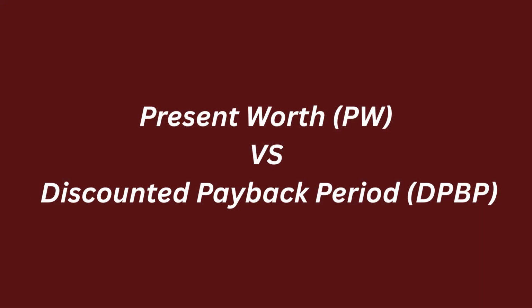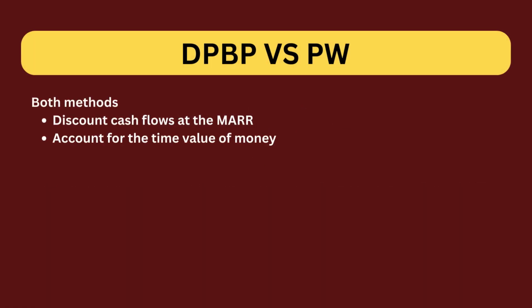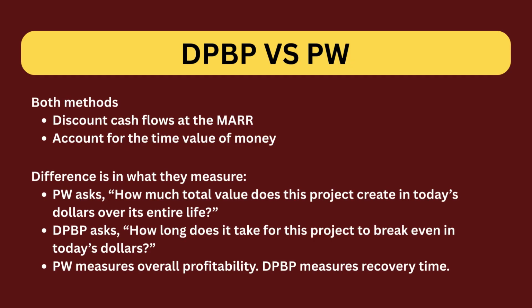Before we go further, it's important to distinguish DPBP from present worth. Both methods discount cash flows at the MARR, so both account for the time value of money. The difference is in what they measure. Present worth asks, how much total value does this project create in today's dollars over its entire life? Discounted payback period asks, how long does it take for this project to break even in today's dollars? Present worth measures overall profitability. DPBP measures recovery time.